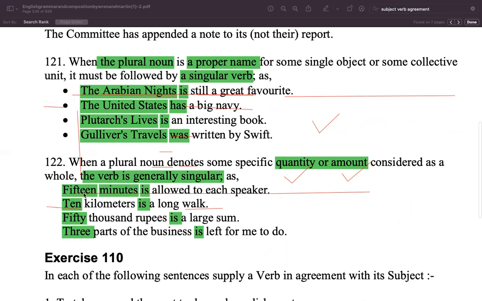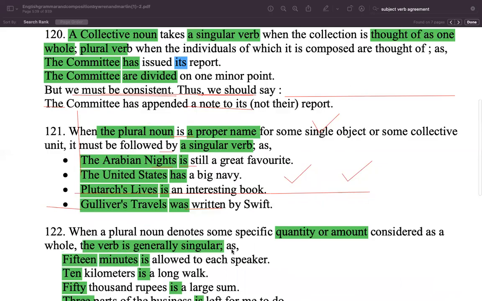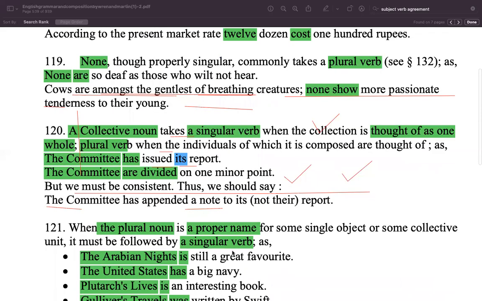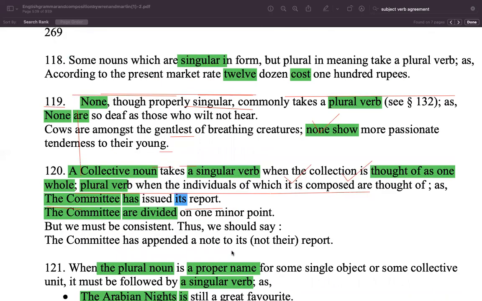Look into it: 15 minutes is allowed to each speaker. 10 kilometers is a long walk. 50,000 rupees is a large sum. 3 parts of the business is left for me to do. So if you get into the confusion of 122 with 118, then it will be better.